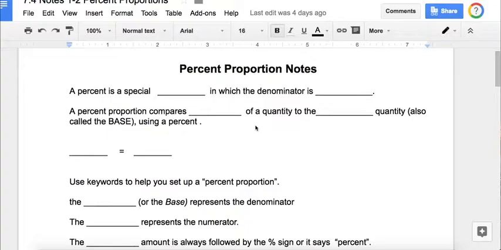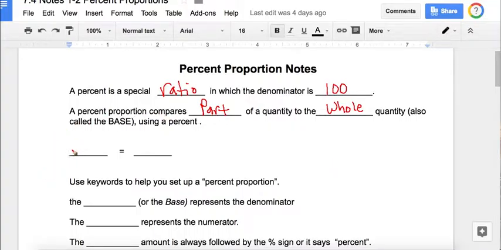So recall that percent is a special ratio in which the denominator is 100. So percent is always out of 100. A percent proportion compares part of a quantity to the whole quantity, also called the base, using a percent.